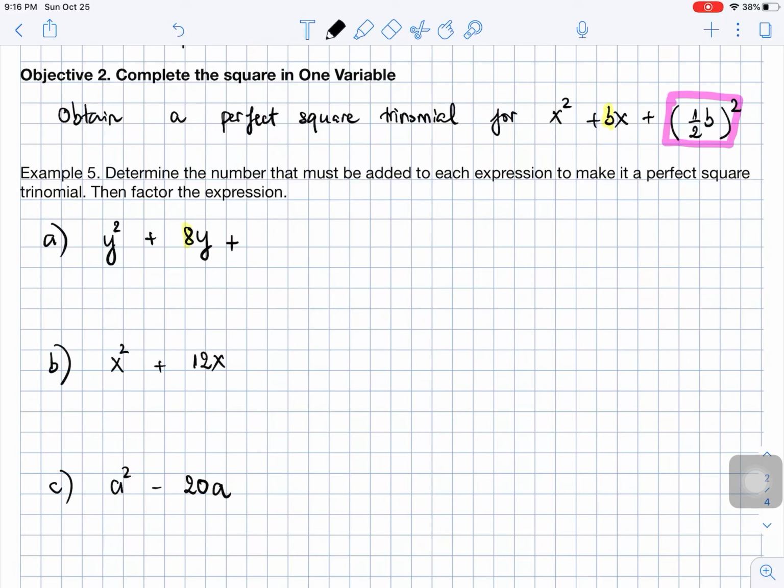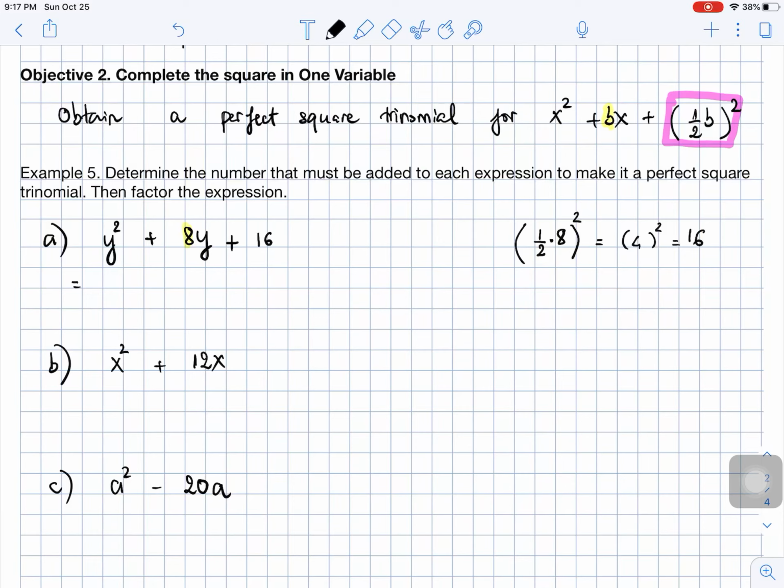So you see that we have a variable y, and there's only one number. That number is a number that goes with the variable y. In the formula we have the variable x and we have the number b that goes with the x. So in this case 8 is b.